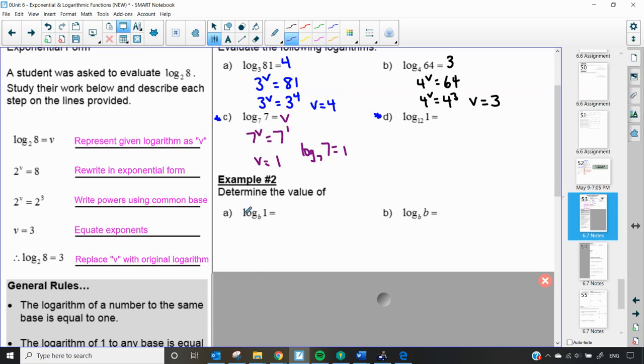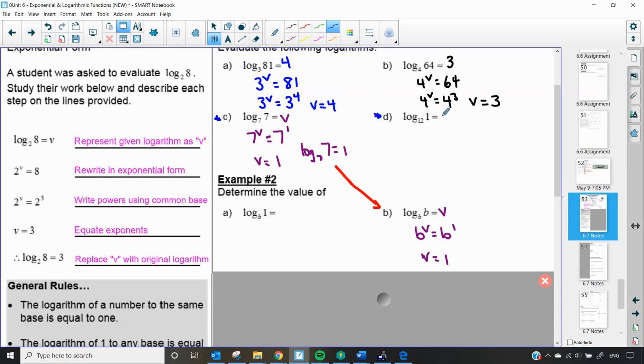Now if we take a look right below there, I'm actually going to jump around a little bit here. We've got example number 2b: log base b of b equals blank. Well, if we write that, that becomes b to the v equals b to the 1. So v equals 1. So in other words, when our argument and our base are the same, the value of the logarithm is 1.